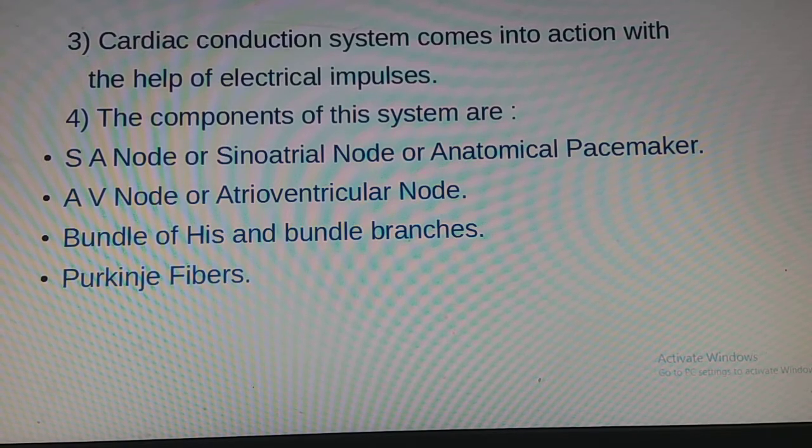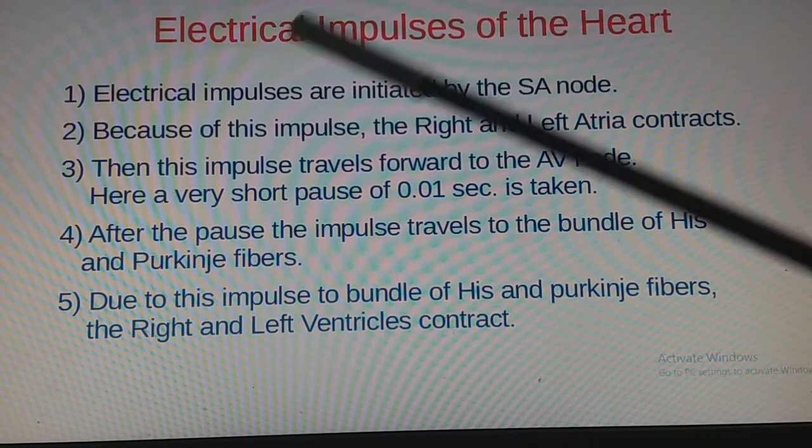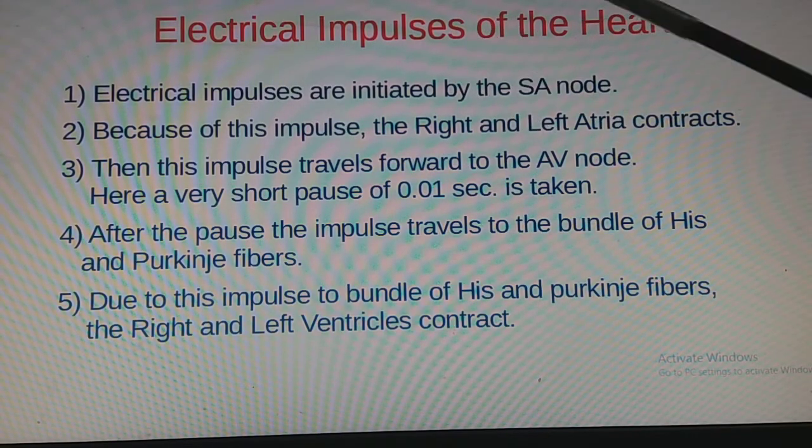Now, isn't it easy that we are first discussing the anatomy and then the conduction system that is placed on the anatomy? Fine, situated on the anatomy. Moving forward, we are discussing electrical impulses of the heart.